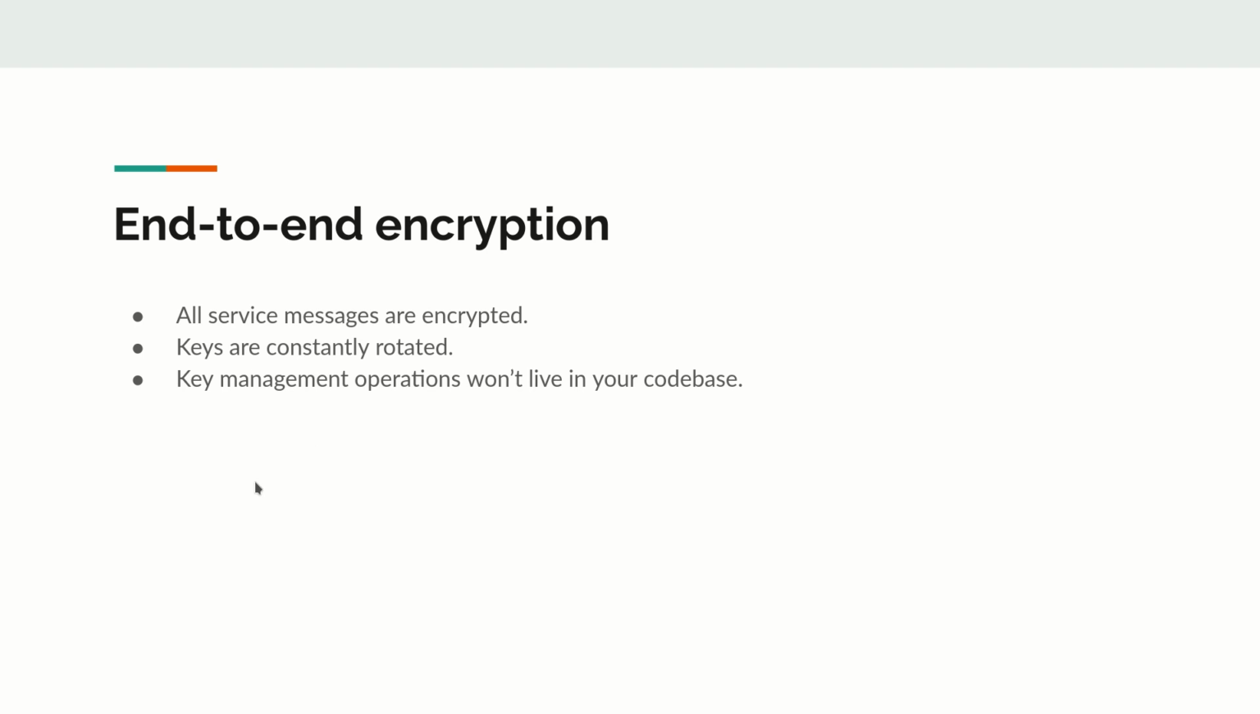Let's now consider what goes on in the end-to-end encryption. As we mentioned earlier, all service messages are encrypted. So the payload of the parcel is the encrypted service message. So that JSON tweet or that protocol buffers WhatsApp message. Keys are constantly being rotated. So this way we mitigate the impact of any keys being leaked by accident.